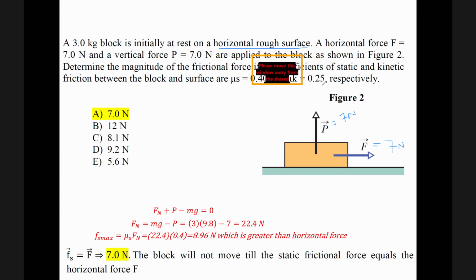And how? What is the cap? The cap law is mu s Fn. I know mu s, it's 0.4, but I need Fn. How do I calculate Fn? In this situation I need to add mg and I need to add another force up, which is Fn. Now analyze the forces. Fn plus P minus mg, which is down, should equal what? Zero. The acceleration on the y-axis is zero because it is in contact.